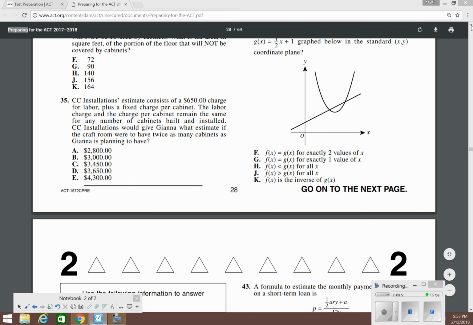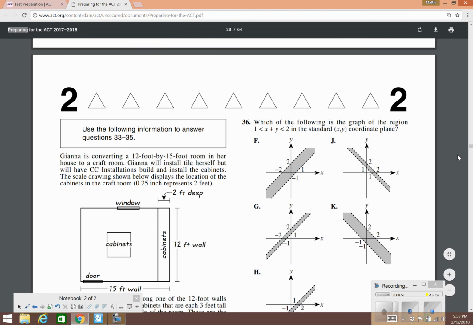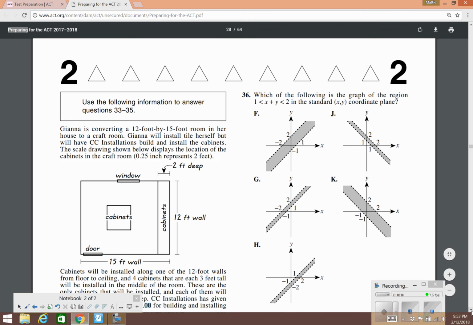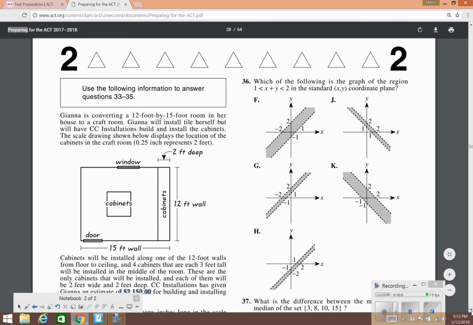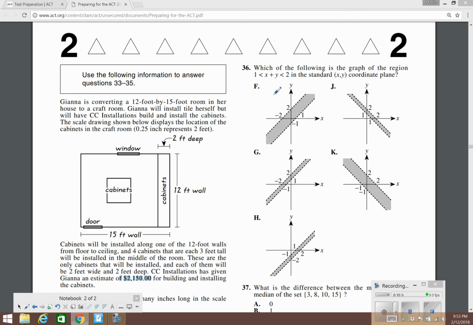Okay, looking at number 36, it says, which of the following is the graph of the region 1 is less than x plus y is less than 2 in the standard coordinate plane. If you look at this inequality, it's a compound inequality, and what I want to do is break it apart into two different equations that I can graph.